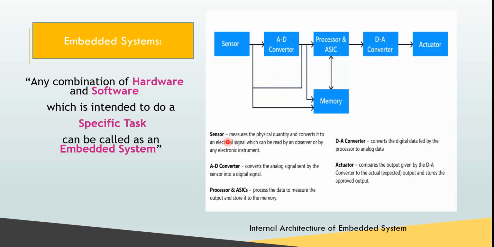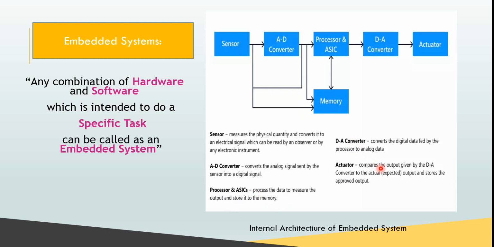Let us see what a sensor is. Sensors measure a physical quantity and convert it into an electrical signal, which can be read by an observer or any electronic instrument. The analog to digital converter, as the name says, converts an analog signal to digital. The processor processes the measurement output into the desired one and stores it in memory. The digital to analog converter, as the name says, converts from digital to analog.